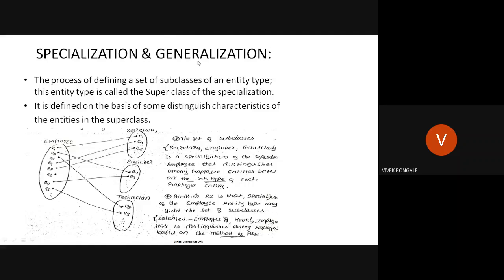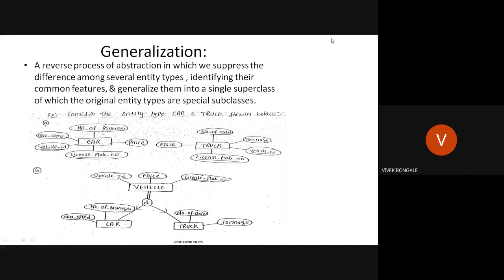When it comes to generalization, it is the reverse concept of specialization. Specialization divides the superclass into a number of subclasses. Here in generalization, we are going to merge, combining a set of subclasses to make a superclass. That is generalization. It is a reverse process of abstraction in which we suppress the differences among several types, identifying their common features and generalizing them into a single superclass of which the original entity types are special subclasses.